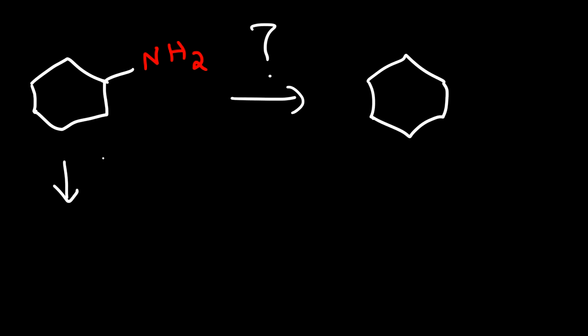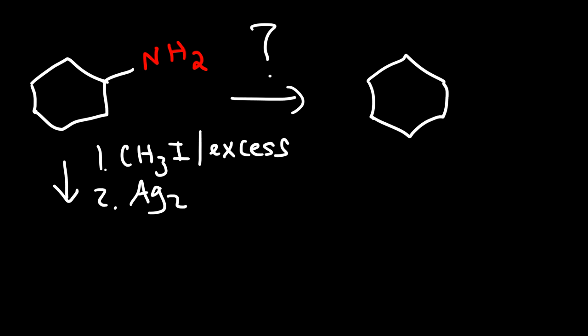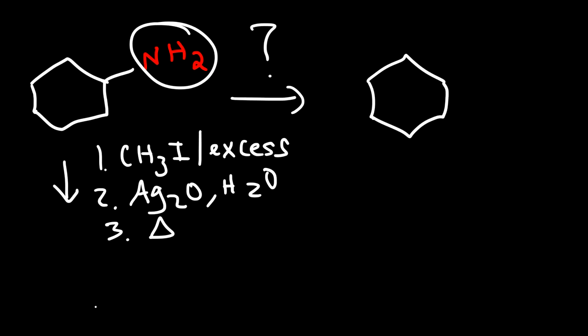So the first thing we need to do is perform the Hofmann elimination. So we need to use excess methyl iodide followed by silver oxide in water followed by heat. And so this is going to turn the NH2 group into an alkene. So we're going to get this.